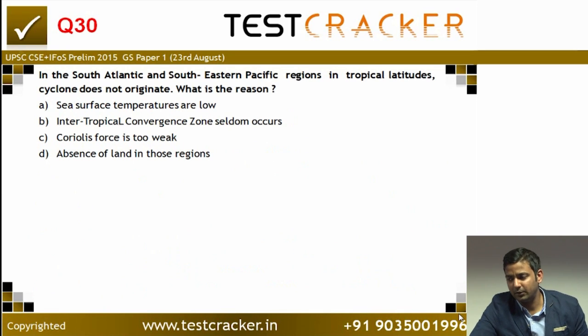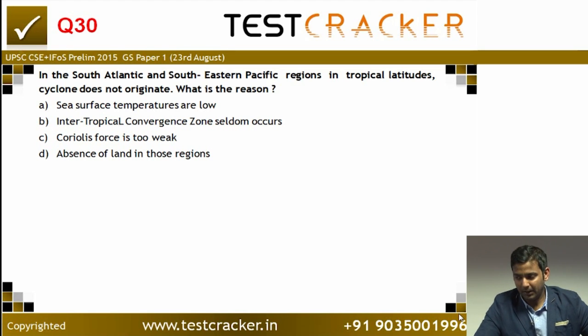Right? So statement question 30. Now this is slightly tricky because you would find at least 3 options which you cannot immediately reject. South Atlantic and Southeastern Pacific regions, cyclones do not originate there. What is the reason for this?